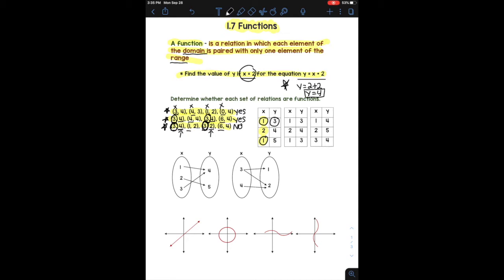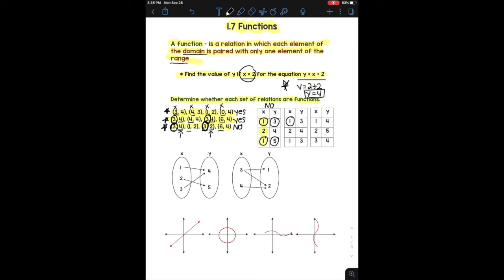So the x value of 1 has a y value of 3, but then the x value of 1 has a different y value of 5. Therefore, this is not a function. Remember, the directions say, determine whether each set of relations are functions. All right, so this is not a function. Let's go ahead and look at the second table.